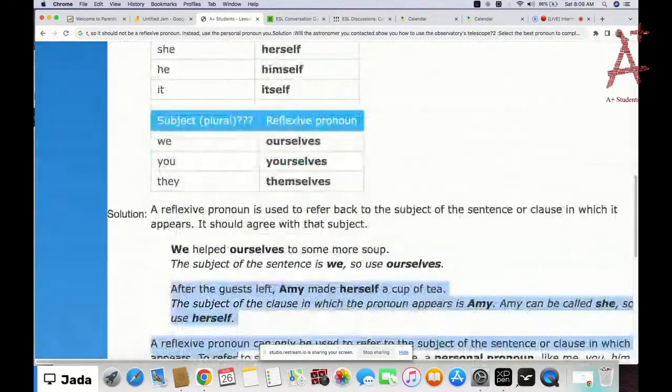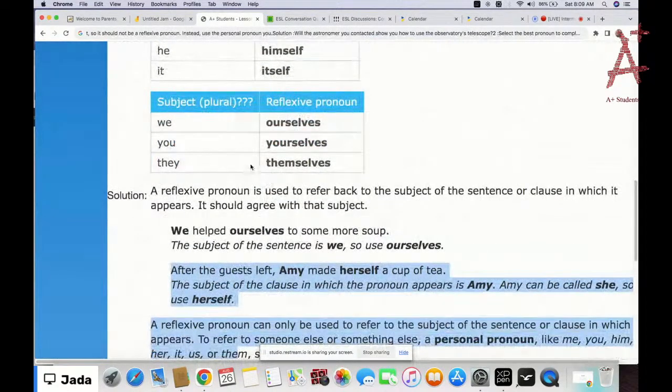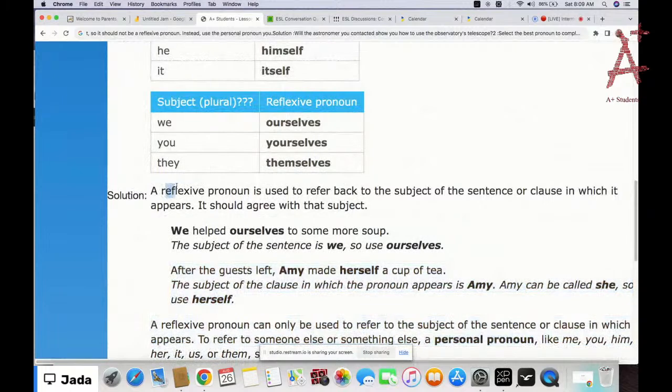All right. So a reflexive pronoun is used to refer back to the subject of the sentence or clause in which it appears. It should agree with that subject. So they should agree. That's very important. We need to note that they need to agree with each other. So: we helped ourselves to some more soup.